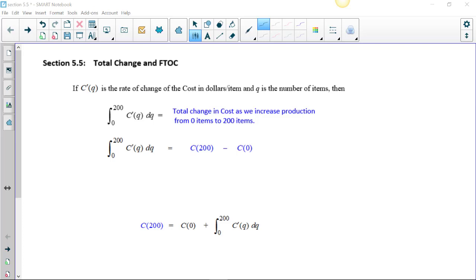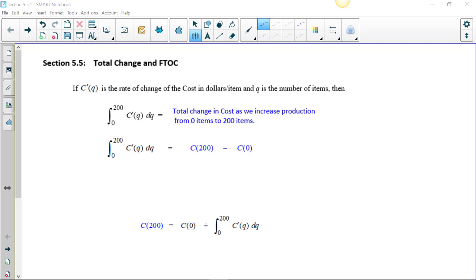Hello and welcome back. In section 5.4, we were talking about taking the integral of a rate of change of some quantity, and we said that it gave us the total change in that quantity on some interval. All right, so we're going to be looking at that same kind of situation again in section 5.5.